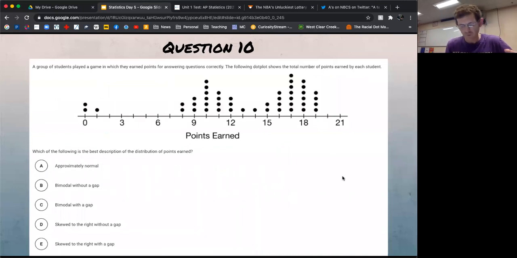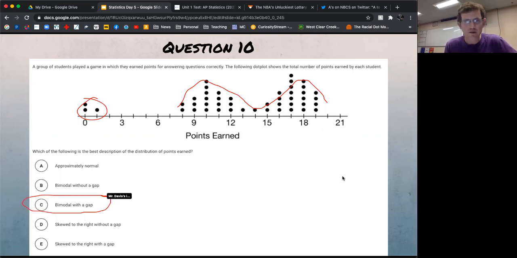Question 10, really quick on this one. I just wanted to show this one. Don't overthink problems, because I know this is one I would overthink. When I look at this, I see it's bimodal. And then I see that there's other data down here. So if I look at my answer choices, my first inclination is bimodal with a gap, because it seems right. And that's the answer. All right, don't overthink it.